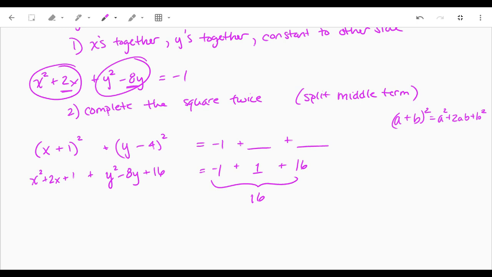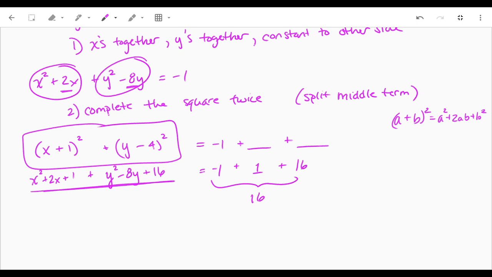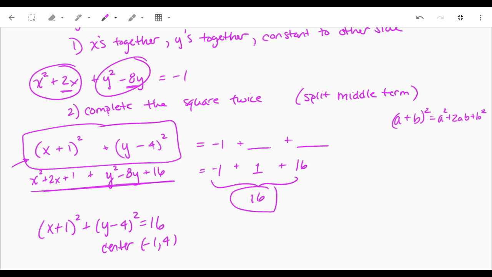We're not going to leave it expanded out, because this is what we want to find the center, right? So we combine these two. We want the 16 here, but we want the graphing form there. So (x + 1)² + (y − 4)² = 16. So your center is at (−1, 4), and your radius is 4. And from there you can graph it like we did with the other one.